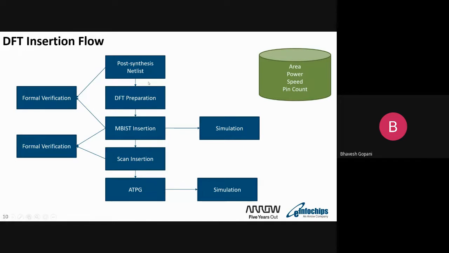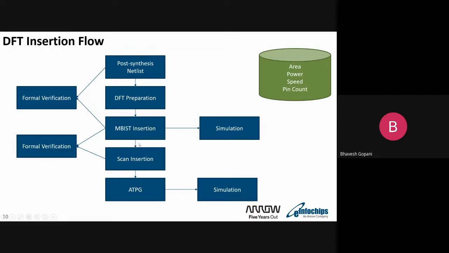Once the DFT preparation is done, the next item is MBIST insertion, memory BIST insertion. MBIST insertion also has its own flow to insert the memory BIST on the synthesis netlist based on our DFT preparation. Once MBIST insertion is done, we need to do scan insertion.